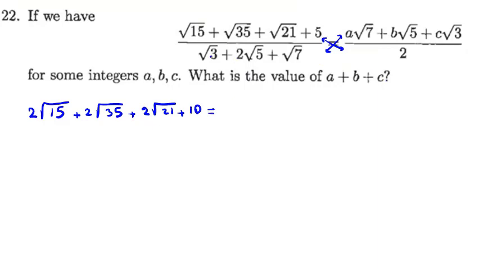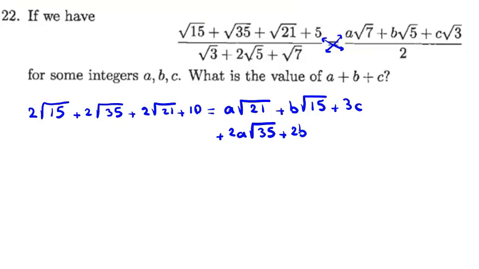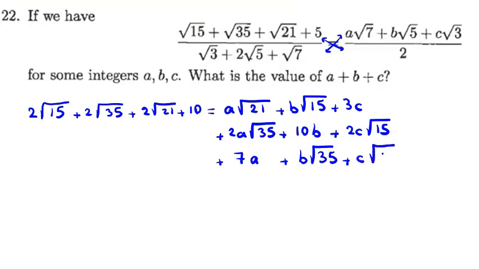If we cross multiply, at first we multiply root 3 by all of them, it will be a root 21 plus root 3 times this, b root 15 plus c root 3 will be 3c. The next one, plus 2 root 5, it will be 2a root 5 times 7, 35, plus 2 root 5, it will be 2b times 5, it will be 10b. 2 root 5, it will be 2c root 15. And 7 will be plus 7a plus b root 35 plus c root 21.